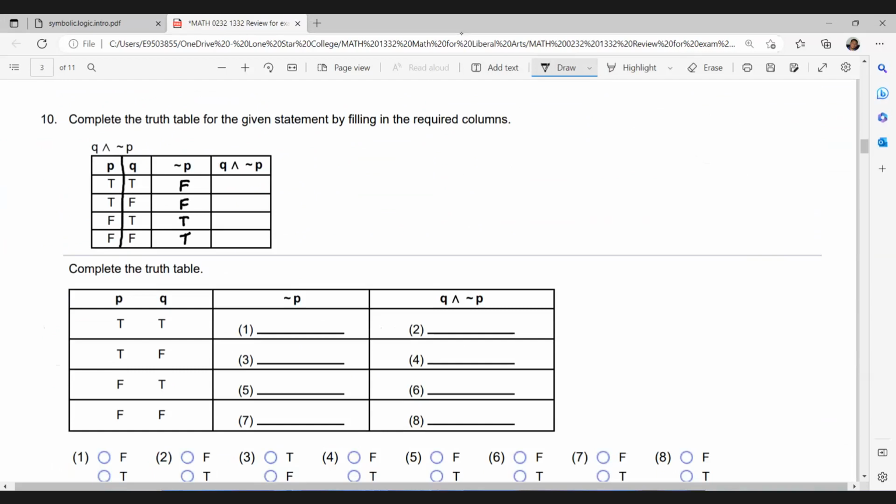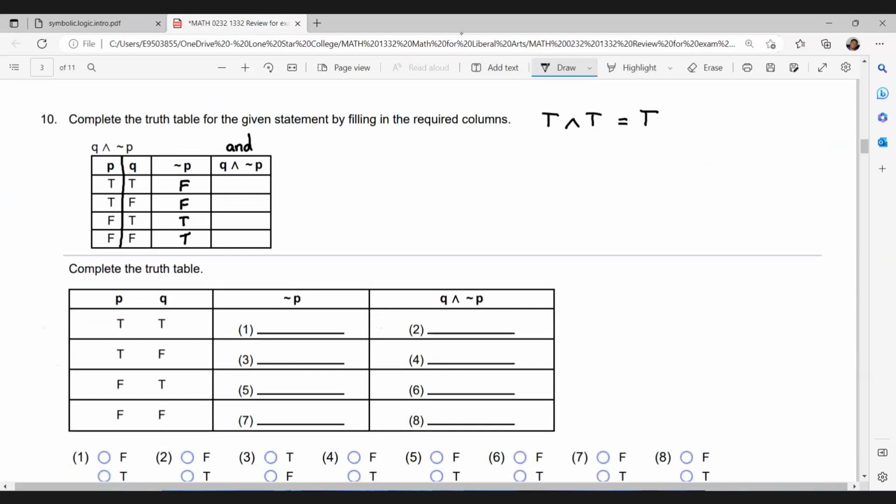Every true became a false, and every false became a true. Now it says to take Q and connect it with not P using the connective and. And we saw earlier that in order to connect using the conjunction, the and, the only way that we can get a true statement is if and only if we have true and true. Every other combination will be false.